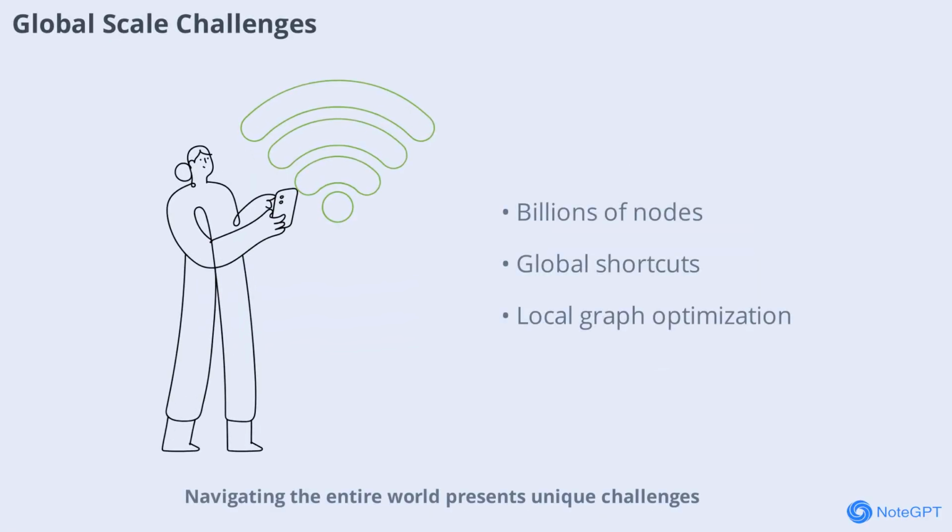Navigating the entire world presents unique challenges. Google Maps must handle billions of nodes and edges, requiring advanced algorithms and data structures. By pre-computing shortcuts and optimizing local graphs, the app delivers fast, accurate routes across continents, cities, and neighborhoods.